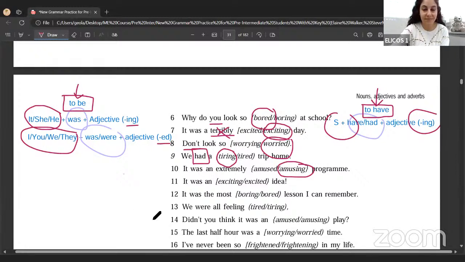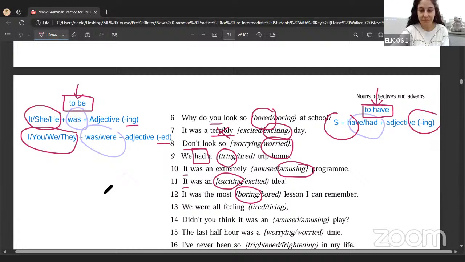Number 11. It was an exciting idea. Yes, it was an exciting idea. Good. You can see that it was. As soon as you say it was, you should always say an ing. It was interesting. It was exciting. It was boring. It was whatever. 12. It was the most boring lesson I can remember. Yes, it was the most boring lesson I can remember.